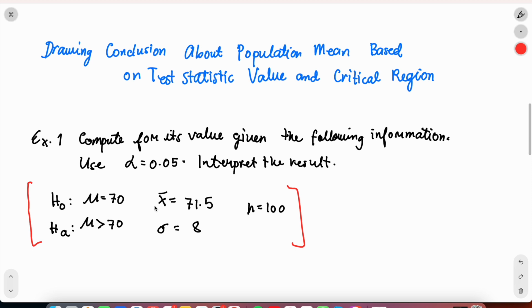So these are the given. We have the population mean, which is 71.5, and the standard deviation for the population equals 8, and n is what? Greater than 30. This is n equal to 100. So what should we use again if n is greater than or equal to 30? Correct. We should use the z table. So to solve for z, we have z equals x bar minus mu over sigma.